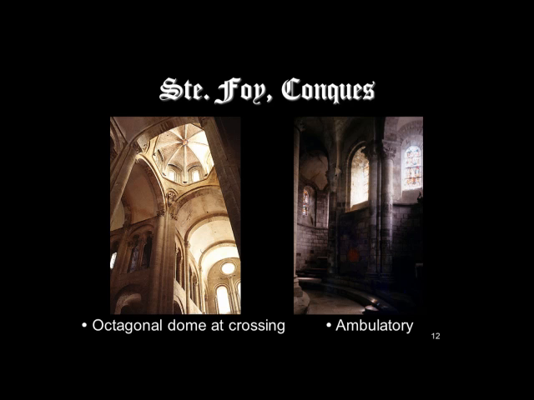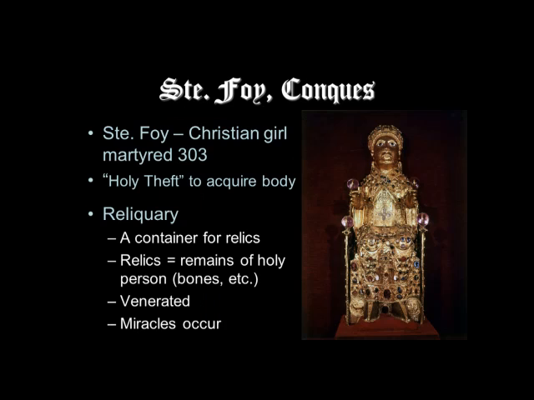And then we have a detail here of the ambulatory, the area to walk around the altar end, the apse end, and from there you can go into the radiating chapels. One thing I want you to notice is that the windows are relatively small in these very thick walls. We'd say that Romanesque is an architecture of walls. And you can see how very, very thick the wall is right here when you're looking at the window.